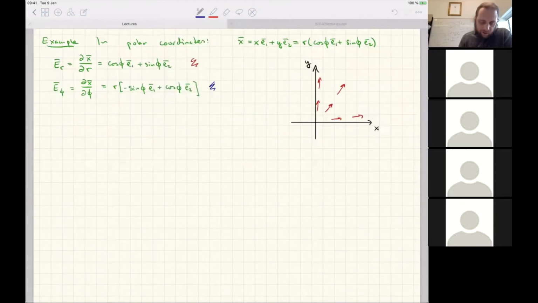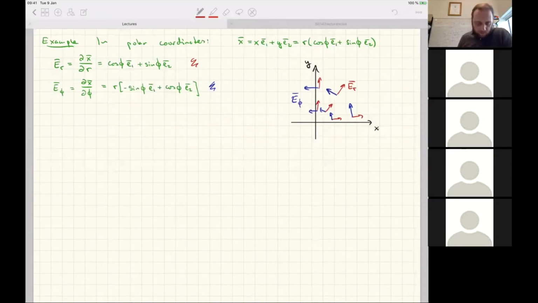And if we write the phi vector in blue, that's vectors that are orthogonal to those radial basis vectors, looking something like that. So we have e_phi and we have e_r. And as you can see here, at every point, these vectors form a basis, so you can expand any vector in terms of them.